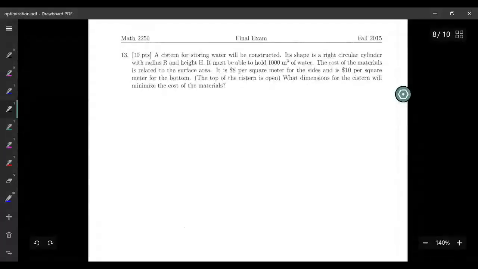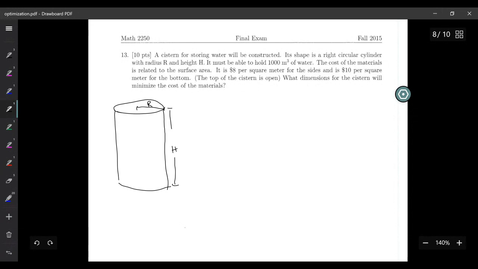All right, next example. A cistern for storing water will be constructed. It is the shape of a right circular cylinder with radius r and height h. It must be able to hold 1,000 cubic meters of water, so the volume would be 1,000 = pi r squared h.